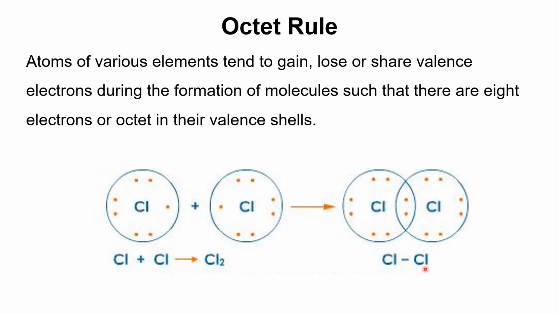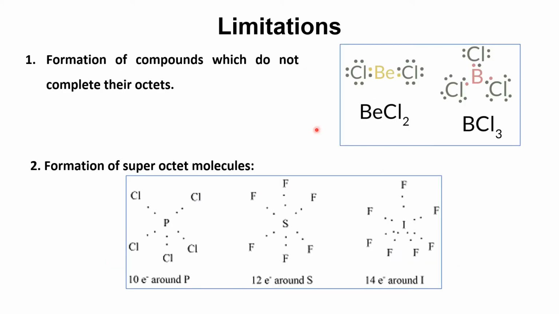You can see here that after formation of this covalent bond, there are 8 valence electrons around each atom. The main thing is that when they get 8 electrons in their outermost shell, they become stable. That is why the chlorine molecule becomes stable. This rule is followed by almost all molecules, but there are some limitations to this rule.